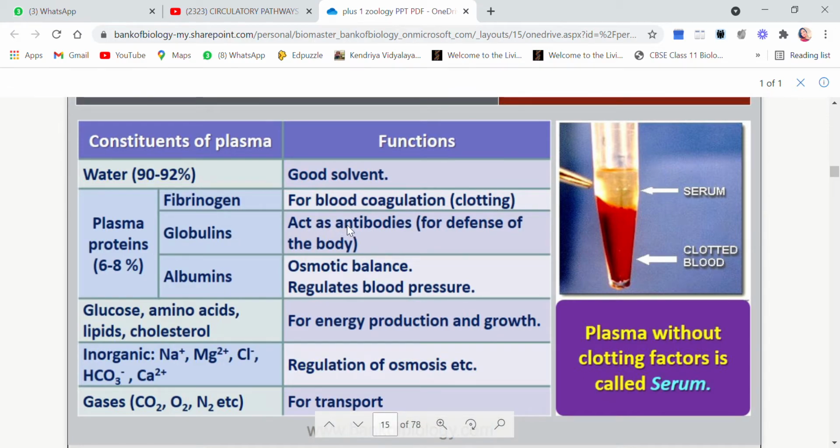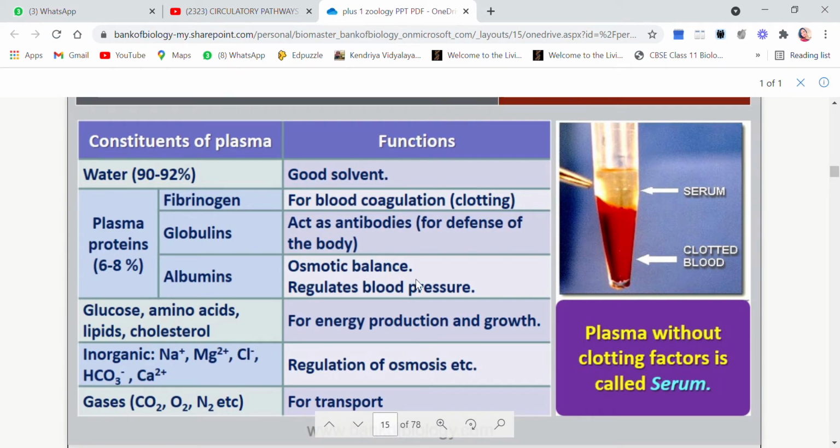Globulins, they are antibodies. We all know that antibodies are used as a defense mechanism in the body. So globulins are the proteins which behave like antibodies. They give a defensive mechanism. Then we come to albumins. Albumins are the proteins which will give an osmotic balance.